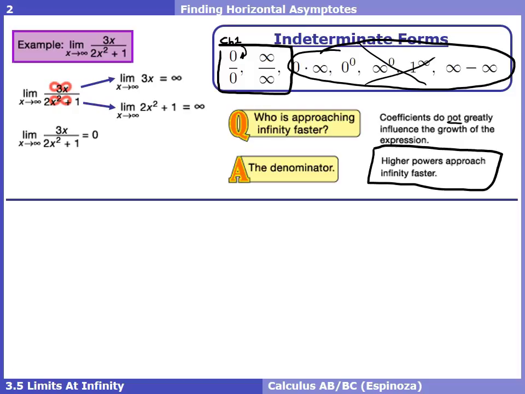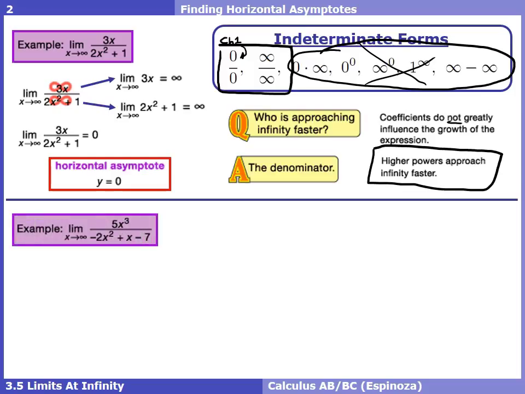Well, if the bottom is growing much faster than the top, just like you saw in that last slide, if you take something small and divide it by something very big, we're going to get 0 for that answer. So to round out this problem, we can extend this answer to understanding where there's a horizontal asymptote, and since we're getting a constant as our answer, our horizontal asymptote is at y equals 0.